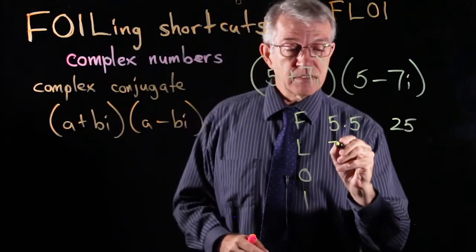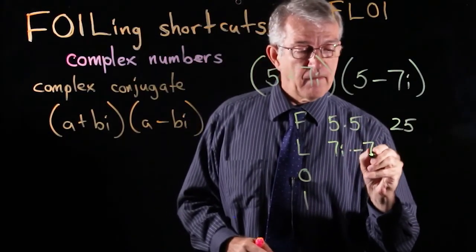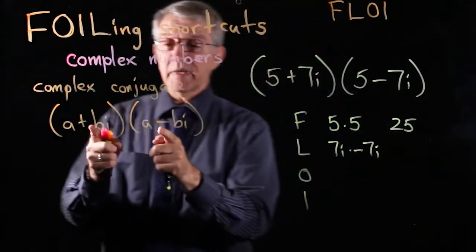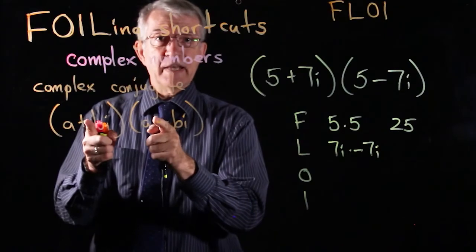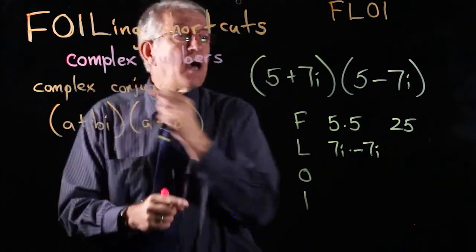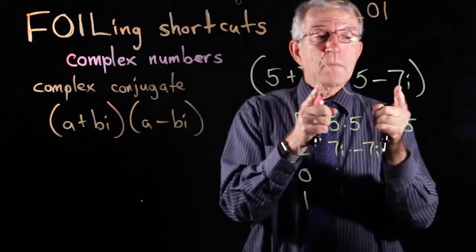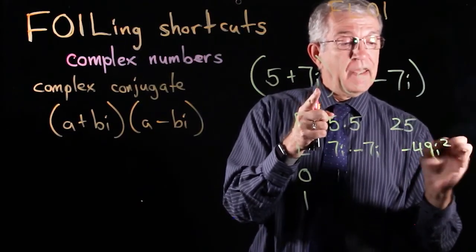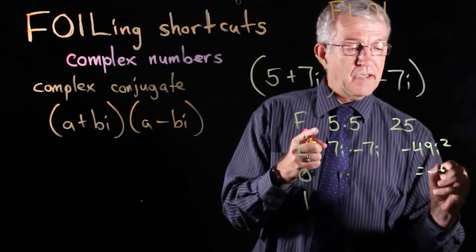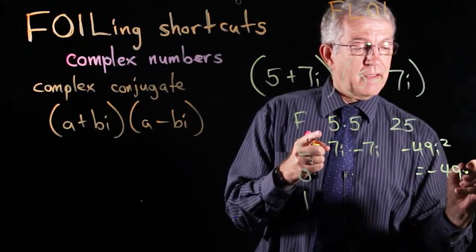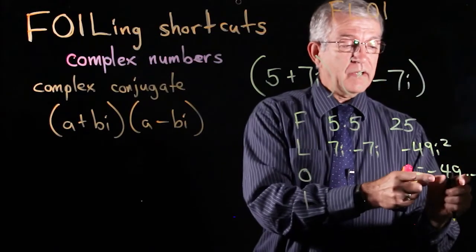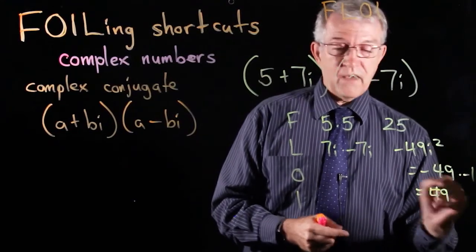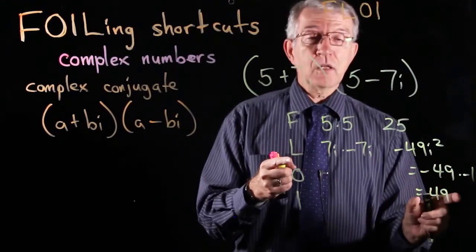What I want you to notice is that these two signs are always opposite. They have to be opposite because they're conjugates. They're plus and minus, or else they're minus and plus. They're always opposite. So you always get a negative, but then there's an i squared, right? And we know that i squared is the same as negative 1. Again, minus minus makes a plus, and so the result of this last step is always a positive.